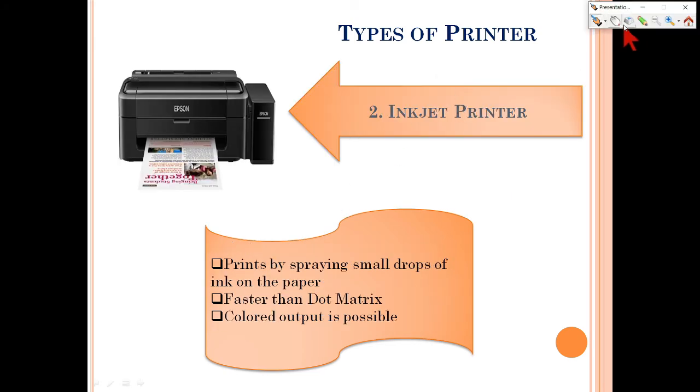Next we are having the inkjet printer. Its working is that it prints by spraying small drops of ink on the paper. When we give the command of printing, ink will get spread on the paper and everything gets printed on the paper. It is faster than dot matrix, and colored output is also possible. So obviously it is costlier than the dot matrix printer.